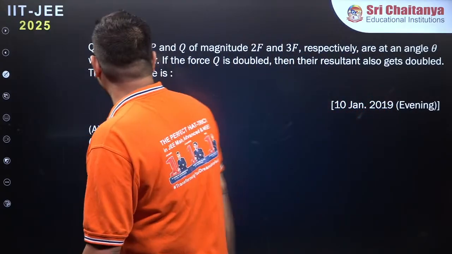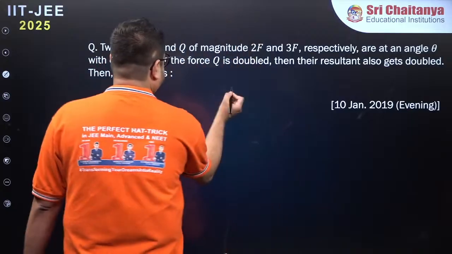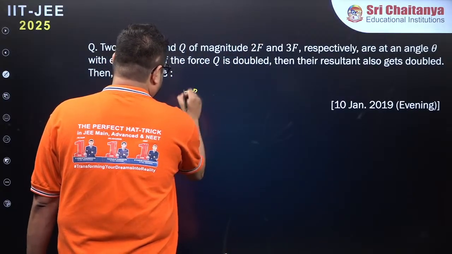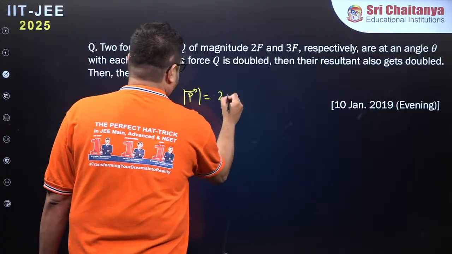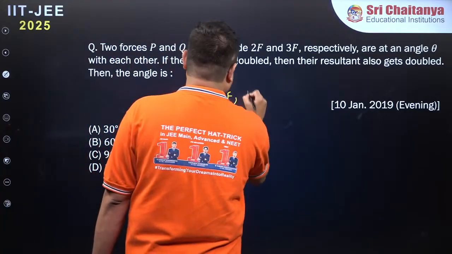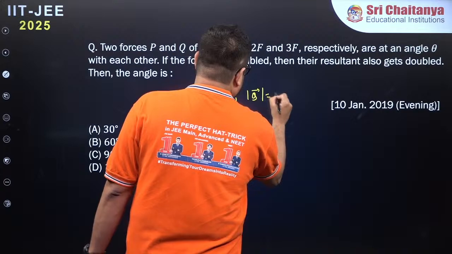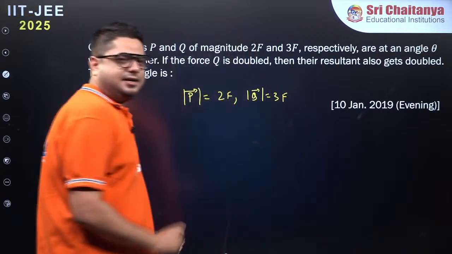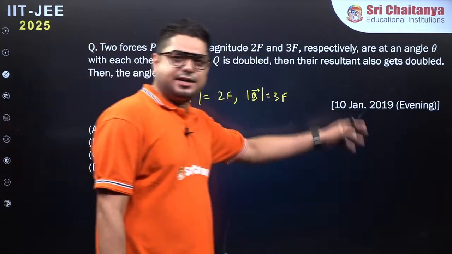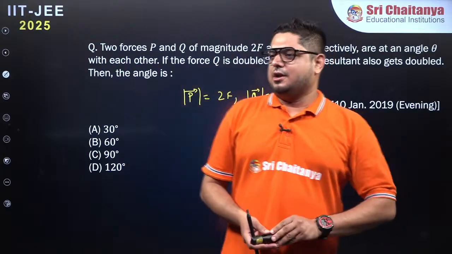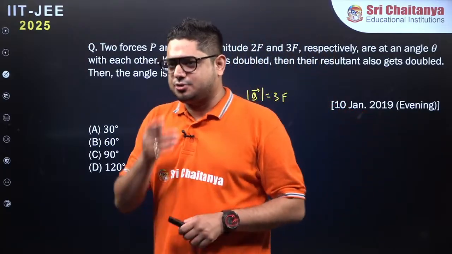What do you think it's going to be? So they are saying that P vector is equal to 2f, and they are also saying that Q vector is equal to 3f. Now, the interesting fact is that this was asked on 10th January 2019, JEE Main. These are all interesting questions actually, isn't it? So let's try to find it out.